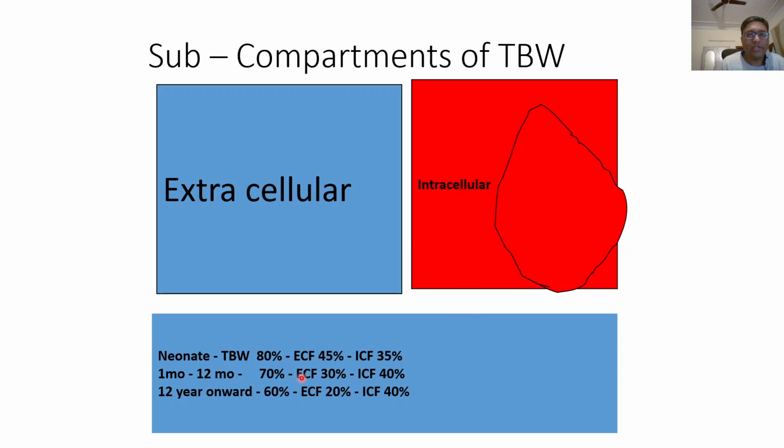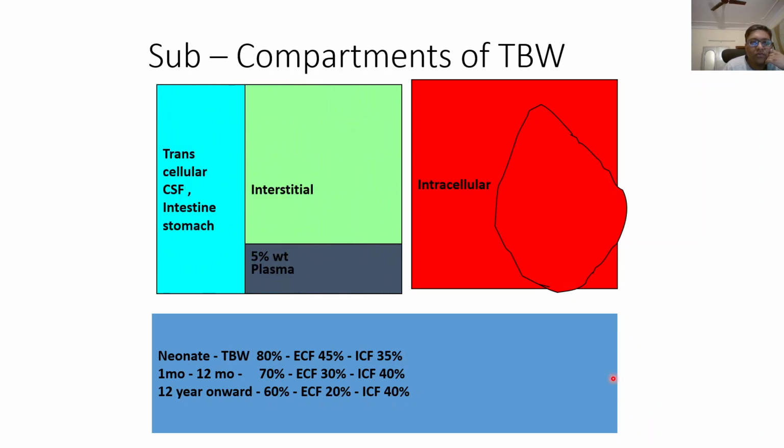Extracellular, intracellular: we can see in neonates and newborns, their percentage of total body water is more. It's around 80%. As the child grows, it comes down slightly. From 1 month to 12 months, around 70%. From 12 years onwards it is around 60%. So in the relative distribution, you can see ECF is 45, 35%, 30%, 40%. From 12 years onwards, ECF becomes 20%, and the ICF contribution becomes more. ECF is subdivided into these compartments: interstitial, transcellular, and 5% of weight by plasma.